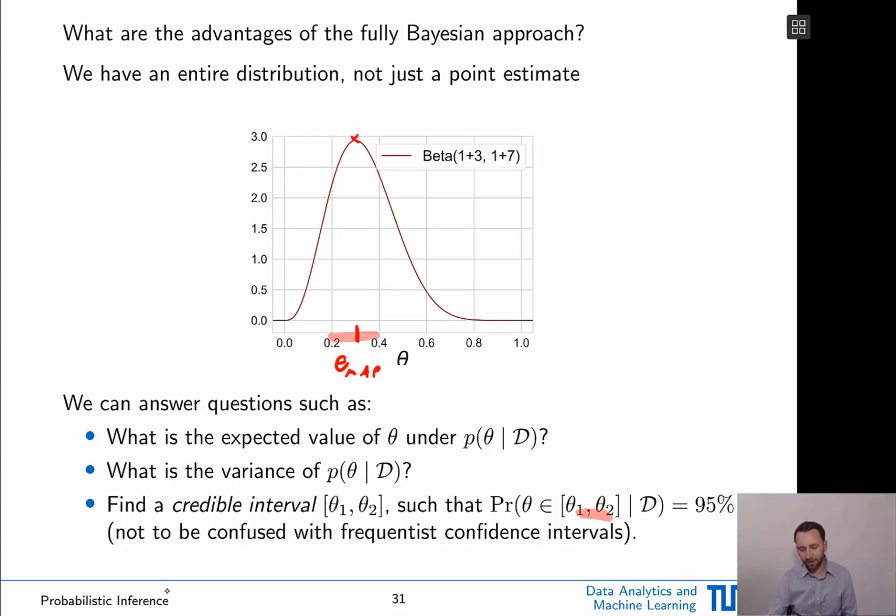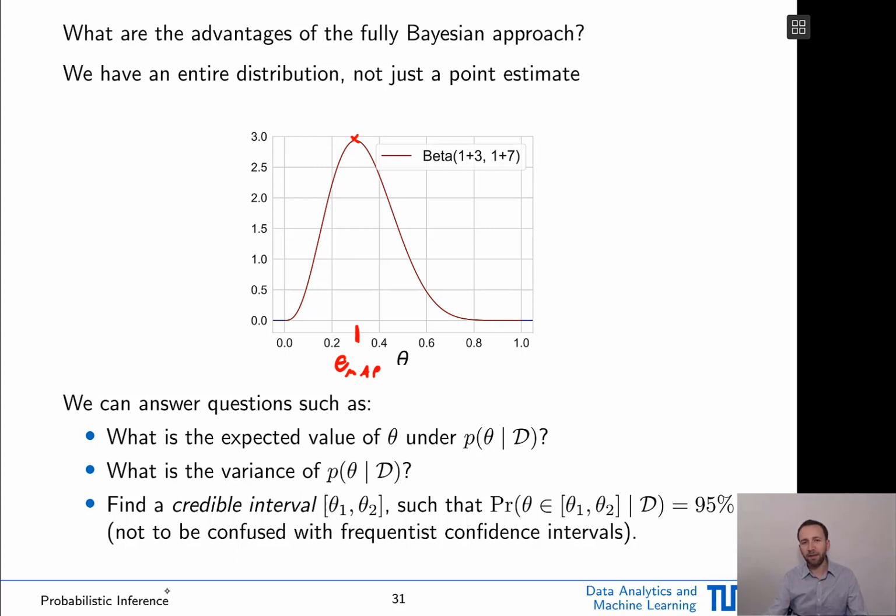So what is the probability that my coin has a behavior somewhere in this region? You have to integrate this region here, right? This is what you could ask. For example, you could say 95%. Then you are very sure that your theta is in this interval. So you can really ask more than just having this single point.